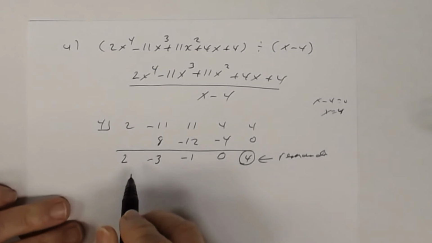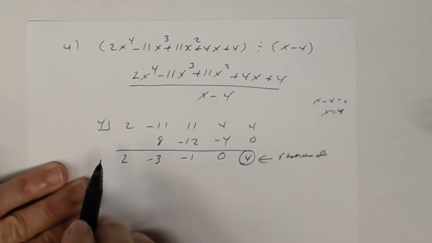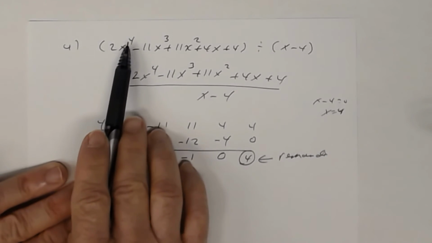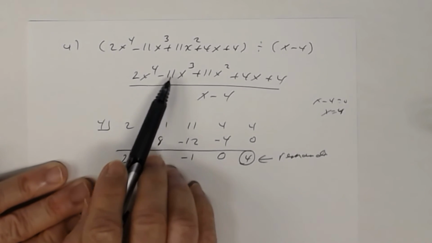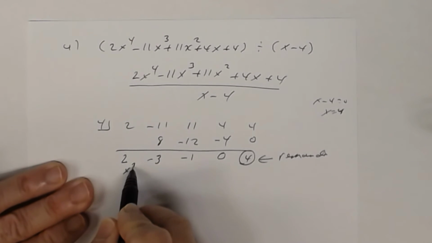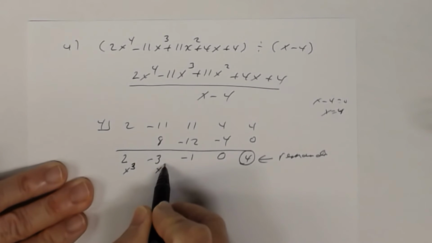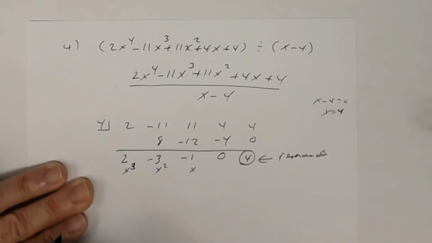Now remember how to write the quotient. So you see, all you have here are numbers. You don't have any variables. So you got to insert those variables. So you see, this is x to the fourth, right? Okay, x to the fourth divided by x is x cubed. So that means this must be x cubed here. So 2x cubed. The next one must be x squared, then x, and then your constant. All right. So how do you write this?